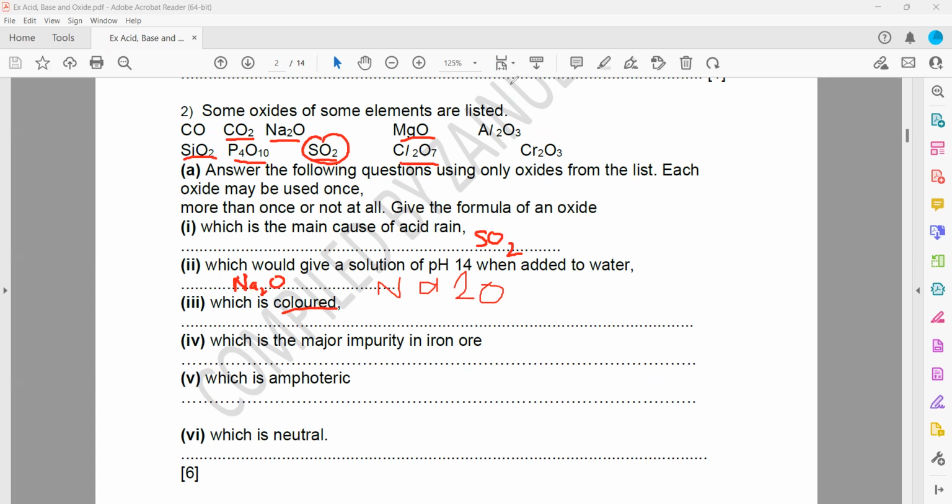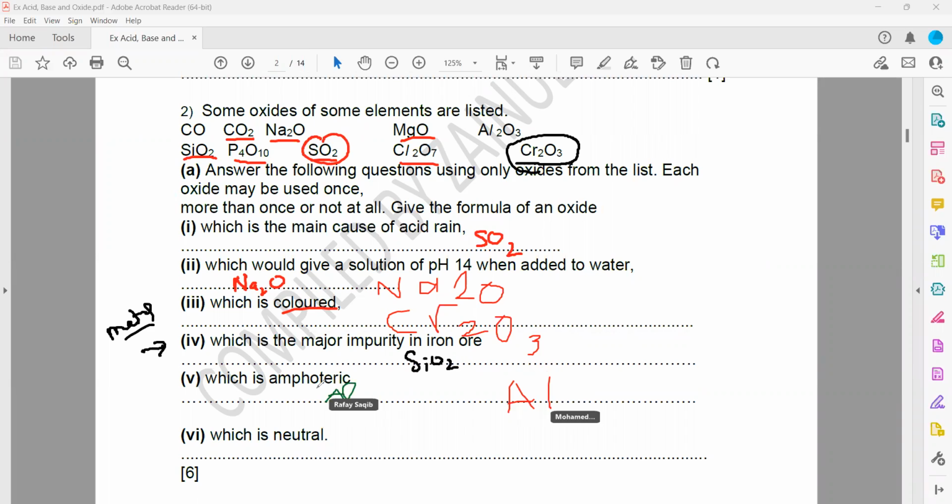Which is colored? To form a colored oxide, there must be a transition element present. So chromium oxide, the transition element present, so Cr2O3. Which is a major impurity in iron ore, that we will discuss in the topic metals? The answer is silicon oxide. So the answer for this one is silicon oxide. Which is amphoteric, as I mentioned?